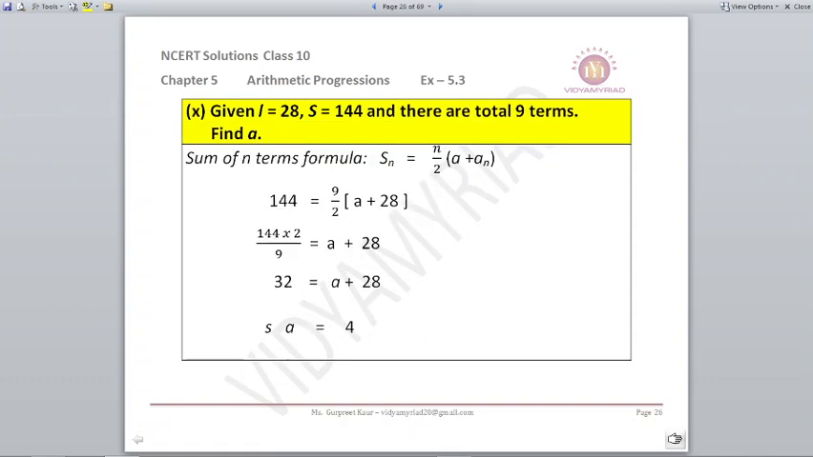Next, L is equal to 28, S is equal to 144, and there are total 9 terms. Find a. That means Sn will be equal to n upon 2 into (a plus an). Why do I use this? Because in the question we are told the last term L is equal to 28, which we can use as an. We are also told that there are total 9 terms, so n is also given to us, that is 9. We can find out a from here. In this, a comes out to be 4.